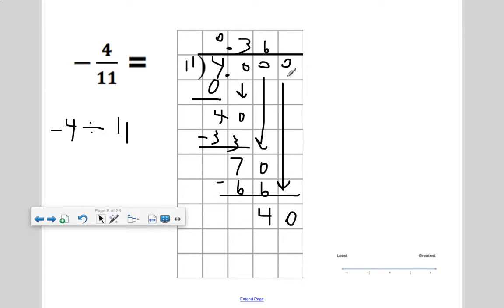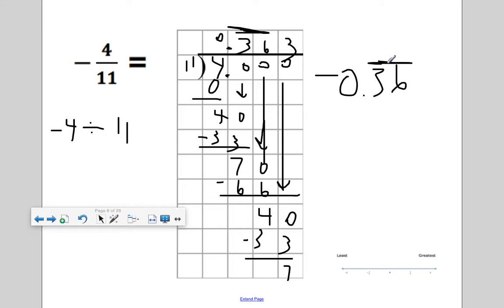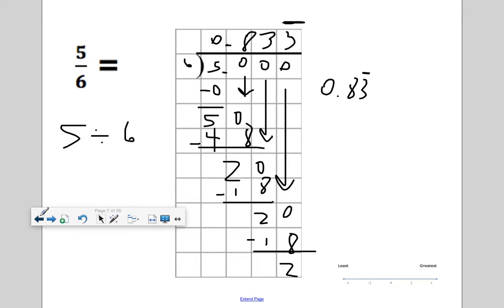How many times does 11 go into 43? That is 33. I just felt like we've done this before. That's 7. Wait, 40, 47. Oh, it's a repeater. What number's going to repeat? The 3 and the 6. So it's negative 36 hundredths right here, and this repeats.